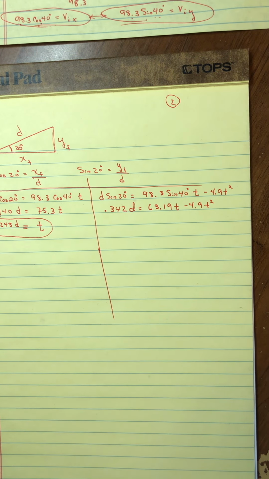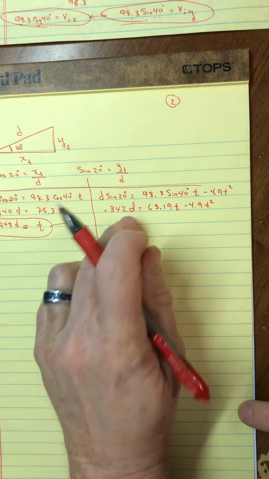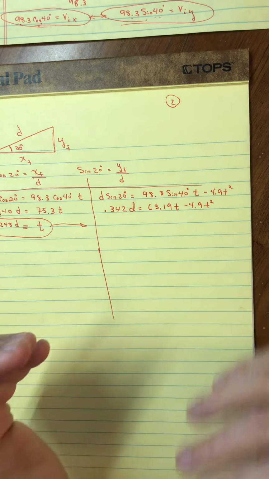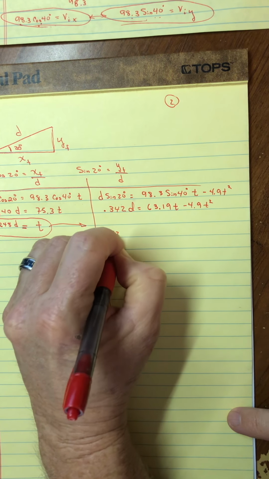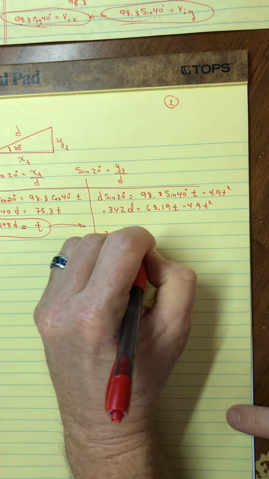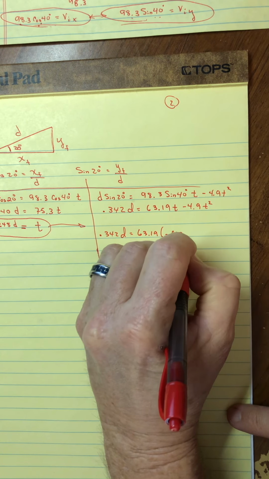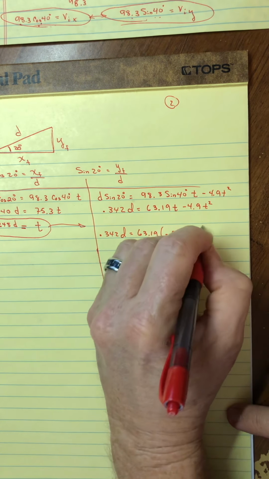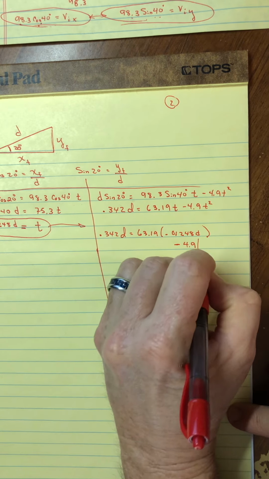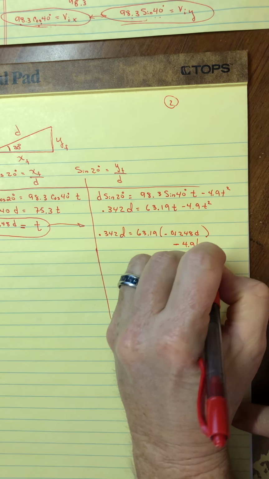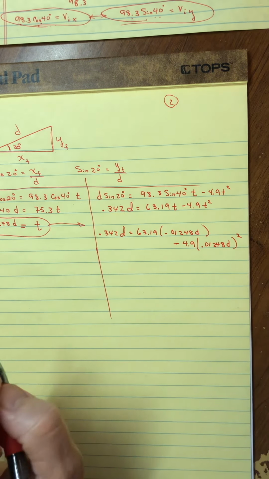Okay. Now maybe you begin to see why I was thinking, hey, let's solve it for t, not for d, because now I can put my t into here, and I'd have an equation that only has d, and then I can solve it for d. So I'm going to do that. So 0.342d goes there. 63.19 multiplied by t, and t is 0.01248d, minus 4.9, and then I have t squared, so 0.01248d squared.